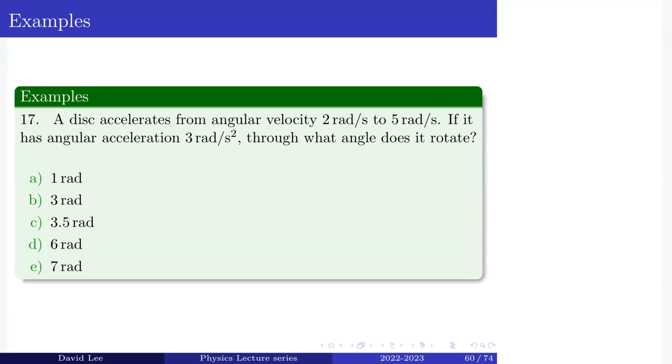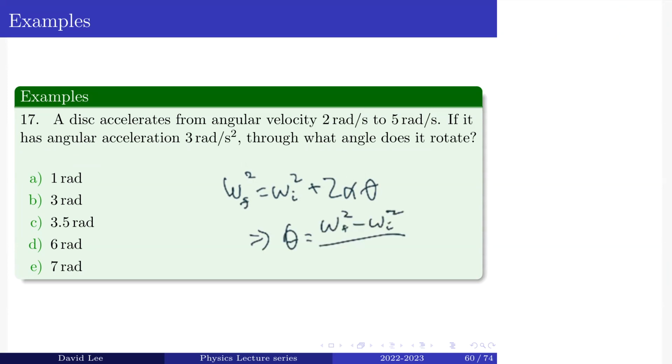To do this question, we simply need to use one of our kinematic equations. So in this case, omega final squared equals omega initial squared plus 2 alpha theta. So then we can just solve for theta. Theta is omega final squared minus omega initial squared over 2 alpha. And this will be 5 squared minus 2 squared over 6, which is 3.5. So that is our answer.